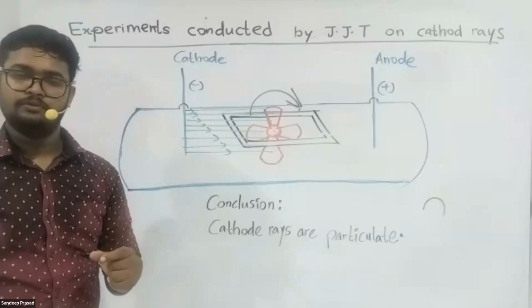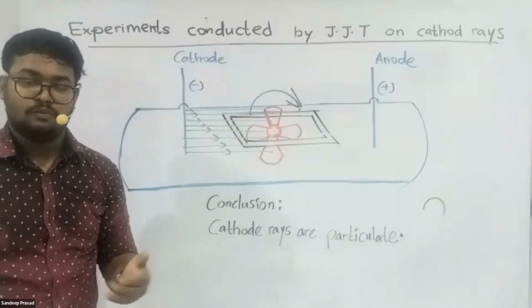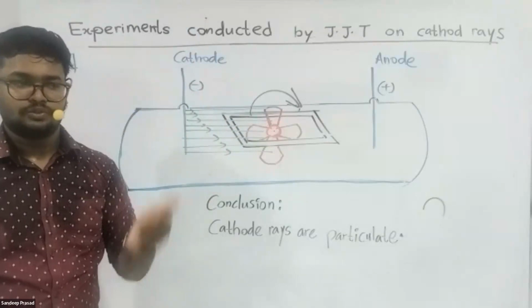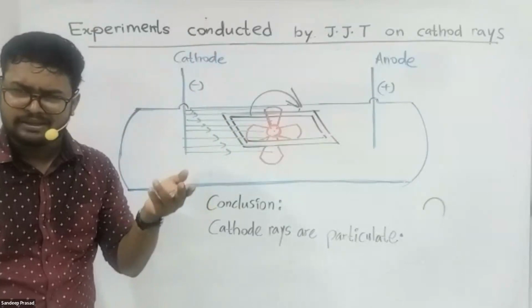We can see the cathode rays from different angles because we need to find the properties. Understood? So they found that they have particle nature and wave nature. They just wanted to know whether these things are particles or waves, that's all.